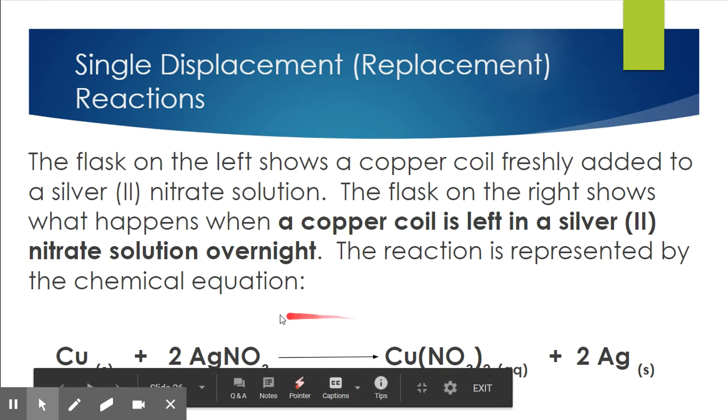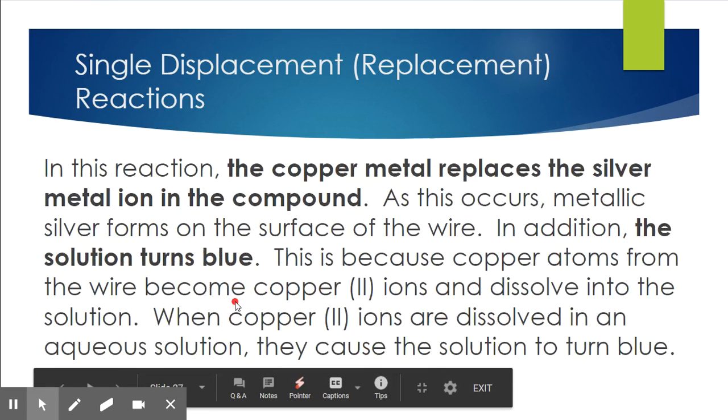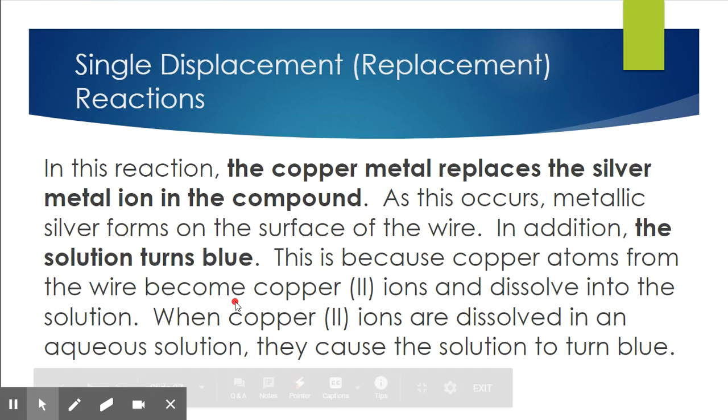Okay, so we have these guys here. In this reaction, the copper metal replaces the silver metal ion in the compound. As this occurs, metallic silver forms on the surface of the wire. In addition, the solution turns blue. This is because copper atoms from the wire become copper(II) ions and dissolve in the solution. When copper(II) ions are dissolved in an aqueous solution, they cause the solution to turn blue.